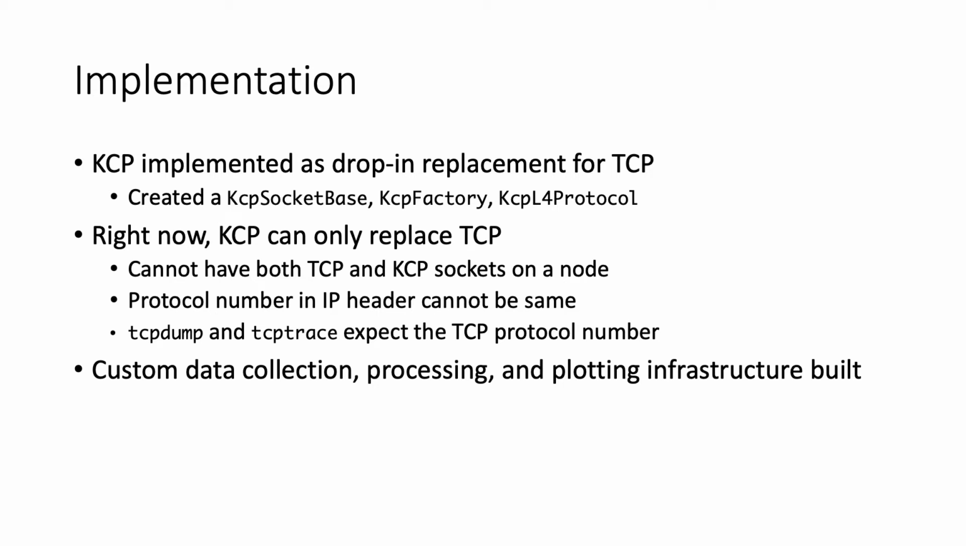This is a pretty trivial problem arising from the fact that we want to use existing tools to look at packet traces. The problem is that TCP trace and TCP dump, two very well-known tools, expect a TCP protocol number inside the IP header. If you have a different number, these tools don't work. So we're just using the TCP protocol number for now. In the future, if you want to run both TCP and KCP on the same node, you can simply assign both of them to different protocol numbers.